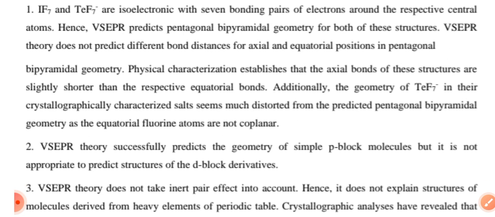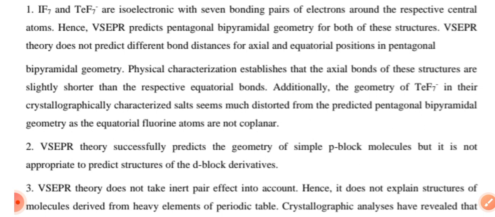First, IF7 and TeF7 minus are isoelectronic with 7 bonding pairs of electrons around their respective central atoms, iodine heptafluoride and tellurium heptafluoride minus. Hence, VSEPR predicts pentagonal bipyramidal geometry for both of these structures.